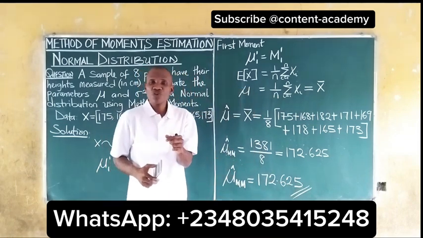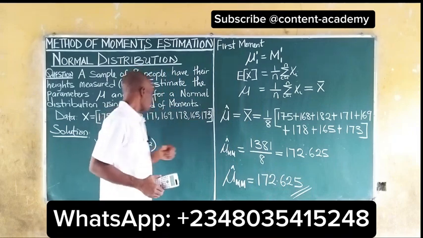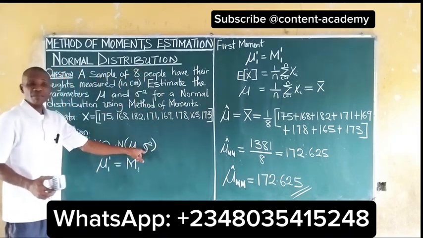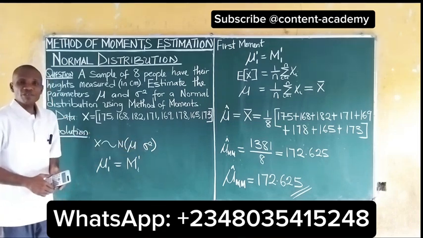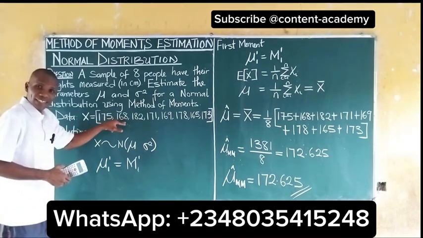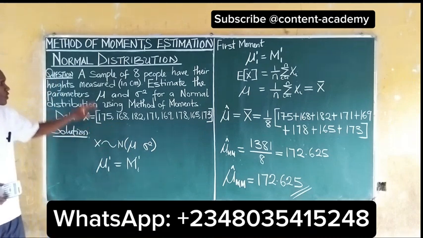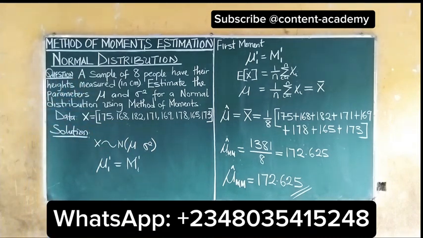Now, the next thing to do is to calculate the variance. Of course, we said the variance is sigma squared. So we'll calculate the variance given the data. All we need to do is to clean this side of the board to calculate the variance.